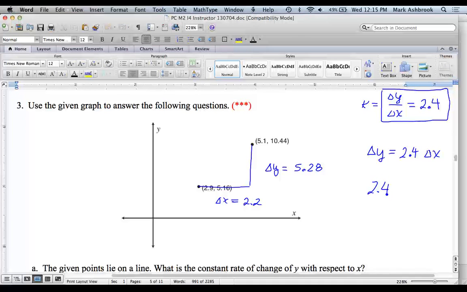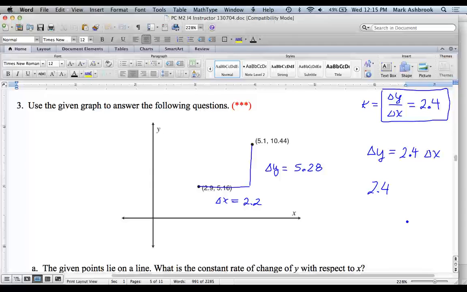So, yes, it's the constant rate of change of y with respect to x. But what does it mean? Yes, sir. For every 1 unit of change in x, we're going to have 2.4 units of change in y. He said for every time we increase x by 1, the change in y will increase by 2.4. Good interpretation.